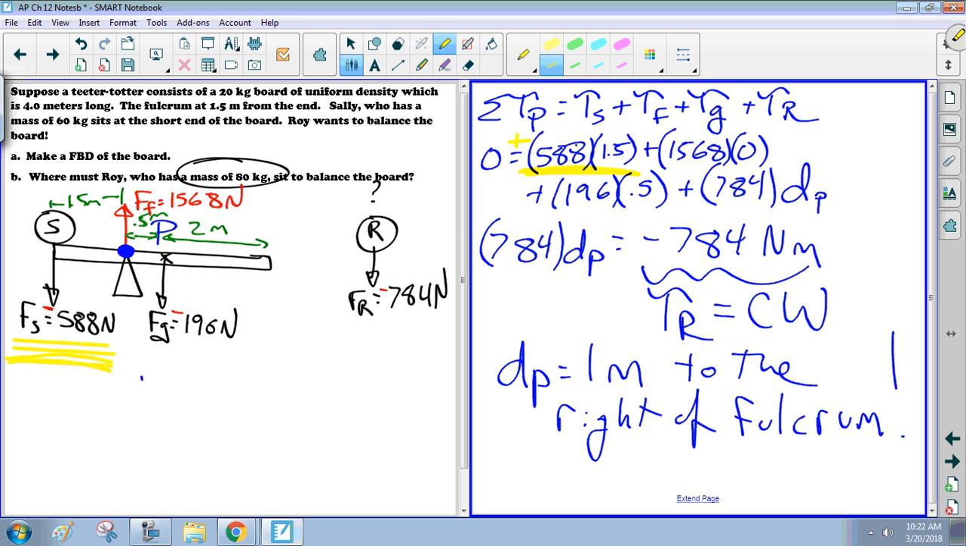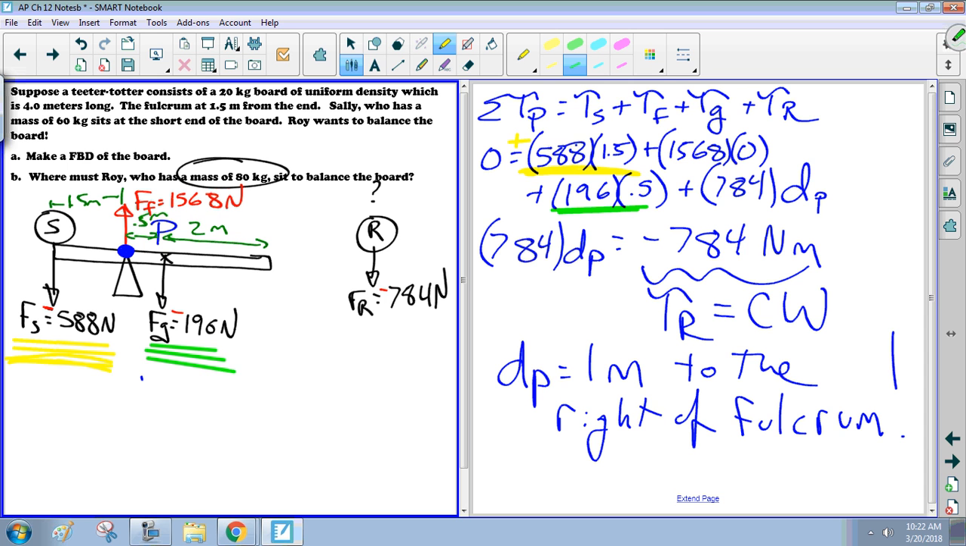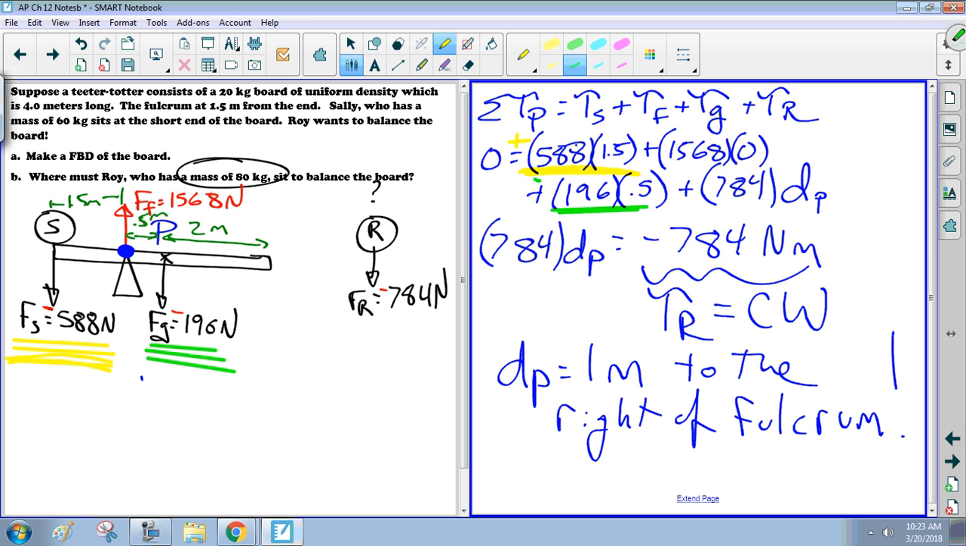This one, 196. Let's take a look at this guy. So this force with this pivot point, which way is that going to make the board spin, clockwise or counter? Clockwise. That one's clockwise, right? And clockwise is negative. So this should have been a negative torque. Good. And then this one is my unknown. So leave it unknown.